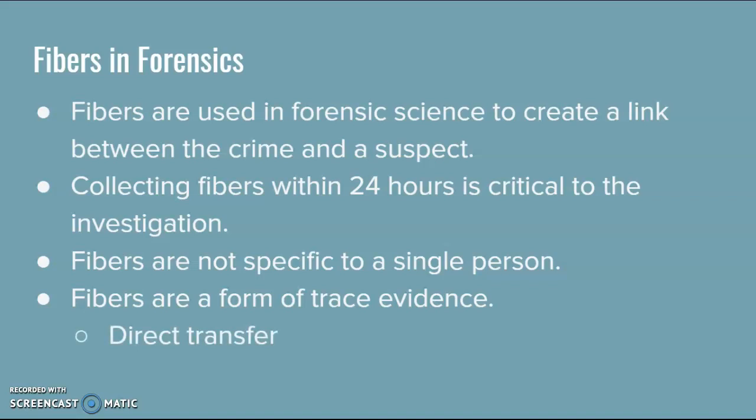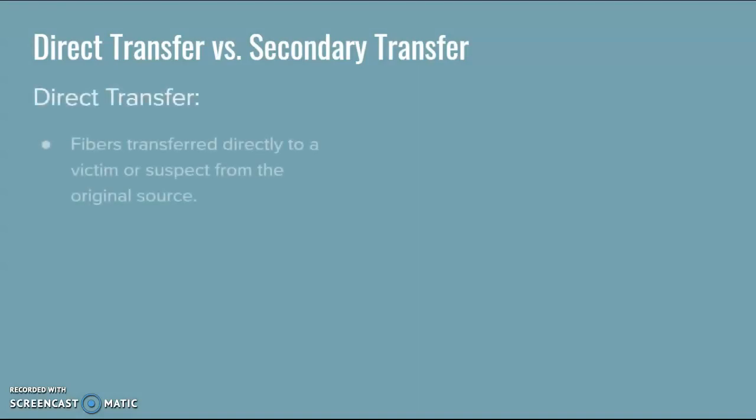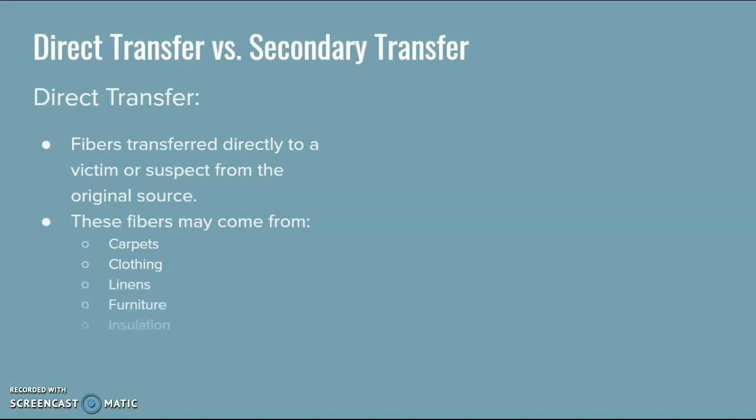Fibers can be left behind by direct transfer or secondary transfer. So let's look at the difference between these two. Direct transfer is when fibers are transferred directly to a victim or suspect from the original source. These fibers may come from carpets, clothing, linens, furniture, insulation, or rope. So for example, carpet to the victim, or from the victim to a suspect.